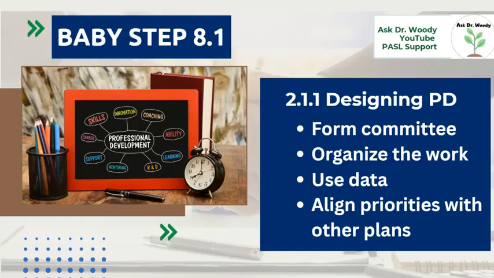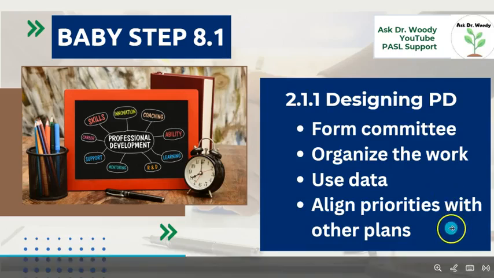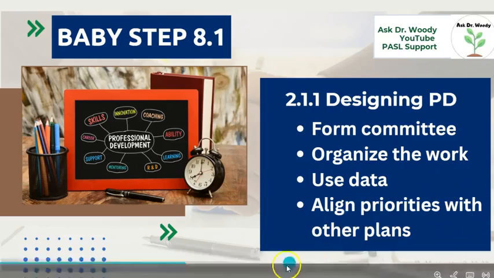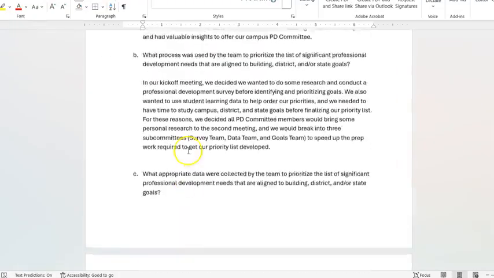In this part of the task, the very first step, 2.1.1, you're simply describing how you would start designing a professional development plan for a campus. You talk about how you formed a committee, how you organize the work, how you use data, and how you align the priorities of your plan with other plans that already exist. So let's take a look at my write-up.